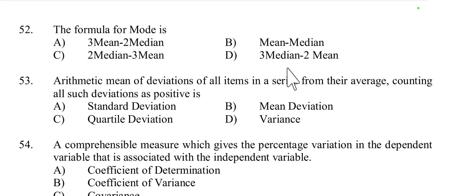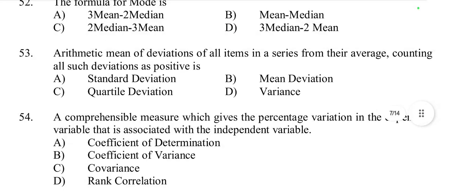Then question number 52: the formula for mode is 3 mean minus 2 median, mean minus median, 2 median minus 3 mean, or 3 median minus 2 mean. The formula for mode is 3 median minus 2 mean. This is often used when mode cannot be determined directly, then we use this formula, 3 median minus 2 mean.